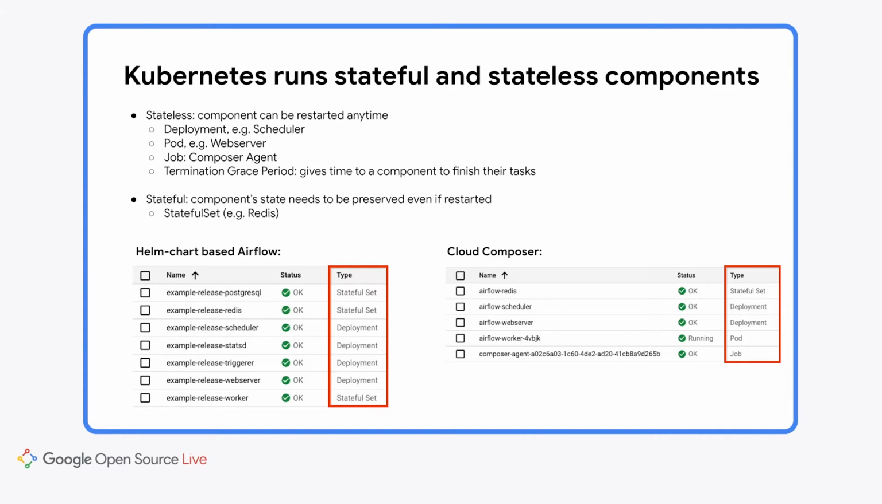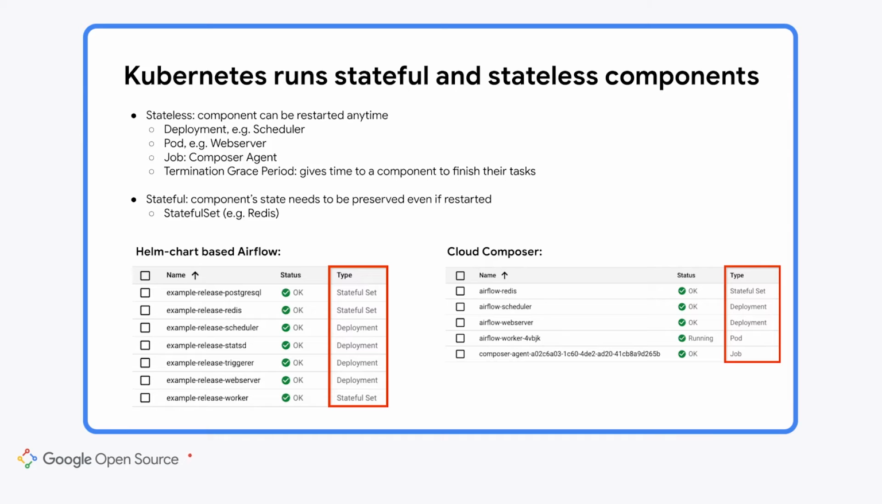And Kubernetes provides a method of adjusting your needs and mapping them into the workload types that it delivers. So on this slide, I provided a list of components from Airflow environments. On the right-hand side, you can see Airflow components as they are configured by Cloud Composer. On the left-hand side, you can see components that I configured for you using the Helm chart approach.